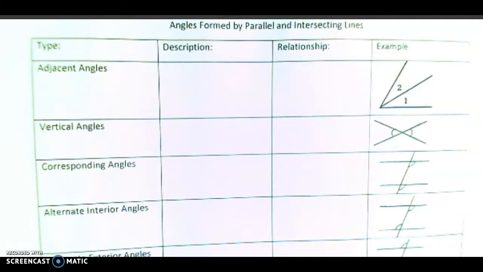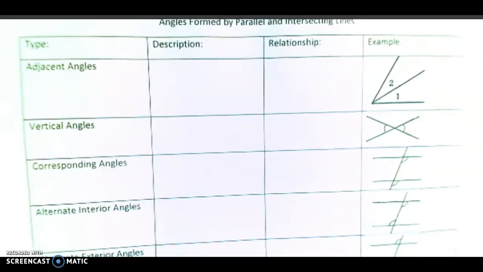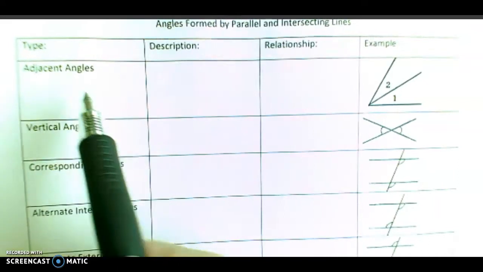We're going to talk about lots of different kinds of angles. Many of the angles that we're going to talk about are formed because of parallel lines. A couple of other angles are just formed because of intersecting lines, but we're going to look at that. So first of all, adjacent angles is the first ones that we're going to talk about.